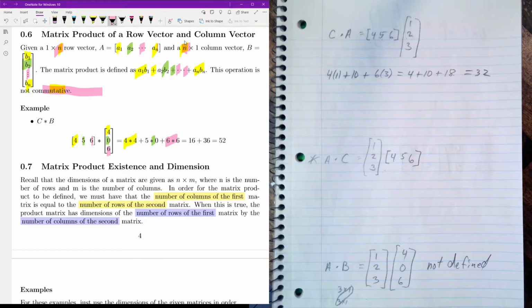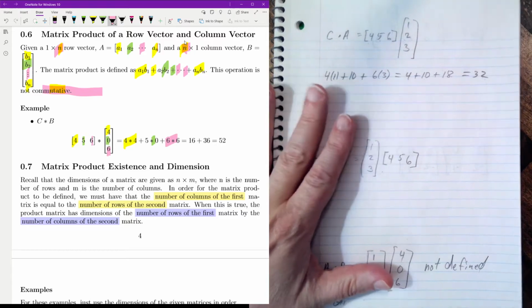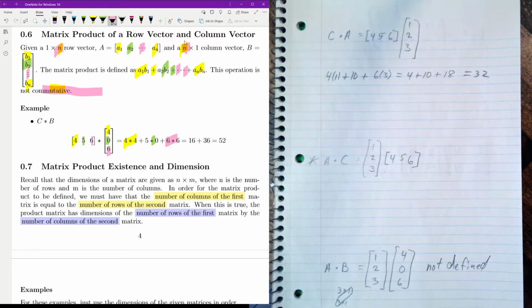We're going to move on to matrix product, existence, and dimension. The reason I'm going to move on to that is that it'll explain in a little more detail what was happening on those last two examples in particular.